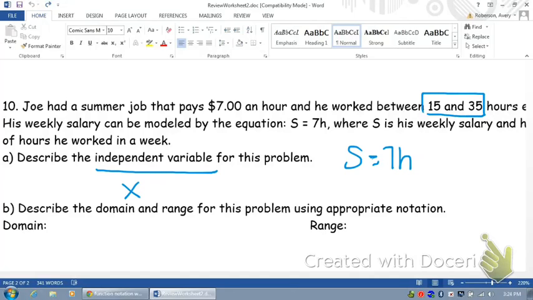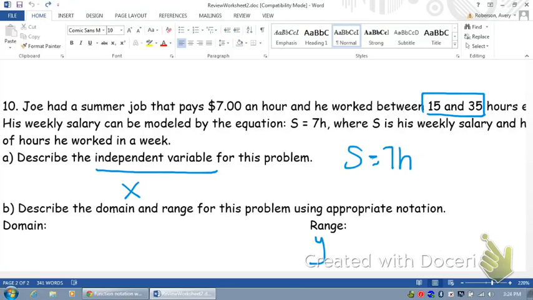It's in between 15 and 35. You have to figure out how you will write that. Not an example, a hint: it'll be an inequality. Your domain and range, guys, in this case, will be an inequality. Once you figure out your domain, then it'll be easy to figure out your range. Your range is talking about your y values.